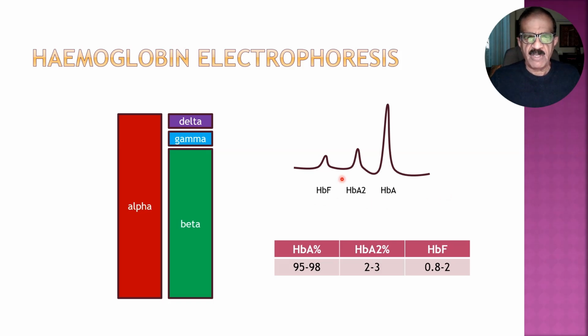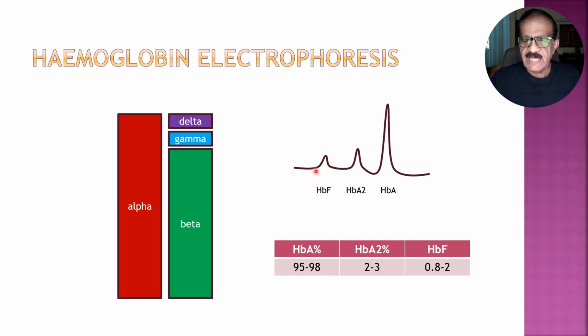So this is the electrophoresis. This would be the pattern. Hemoglobin F will be shown as a small spike. Hemoglobin A2 is another slightly bigger spike, and the hemoglobin A would make the biggest spike. So this is the typical report of hemoglobin electrophoresis. So this is normal.